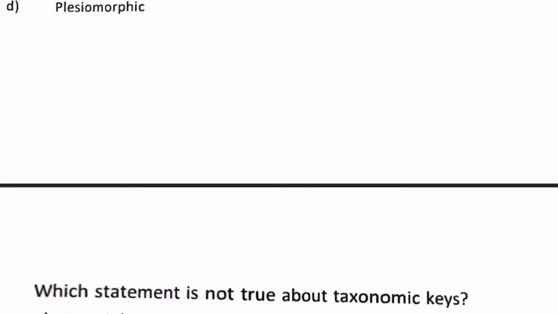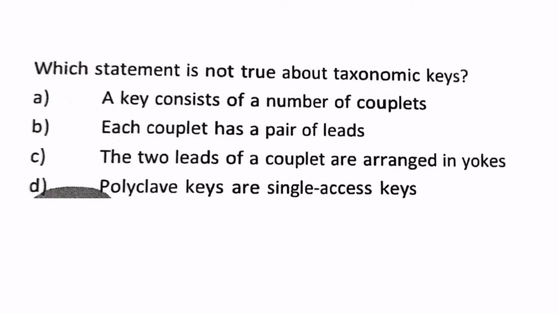Next, which statement is not true about taxonomic keys? Option A, key consists of a number of couplets. Option B, each couplet has a pair of leads. C, the two leads of a couplet are arranged in yokes. And D, polyclave keys are single axis keys. Well, the option is clearly D, and you can easily logically guess it because the word poly here means many, and many cannot be single. Therefore, the not true answer is D.